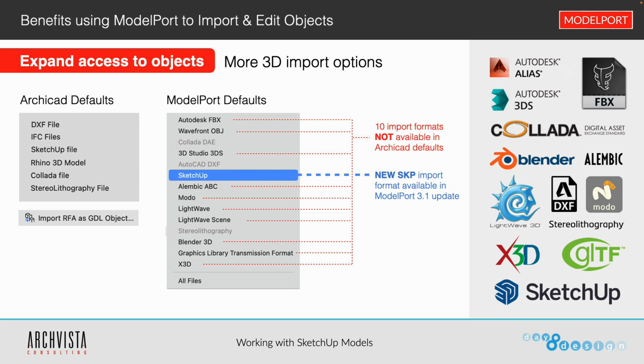So, in ArchiCAD's defaults, some of the defaults you can see here on the left. But ModelPort basically adds about 10 additional formats to those standard formats in ArchiCAD that you can access. And in addition to that, we just recently, in the last month, added a new direct SketchUp import format as well. And that's what I'll talk about today. I'll focus on that, but really what I'm talking about today also can be applied to any of these different other formats as well. But we're going to try and focus on the SketchUp direct inside ModelPort today.